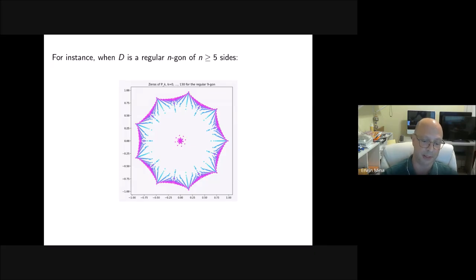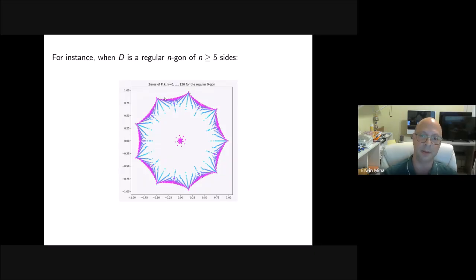So, for instance, if you take the case of the domain being a regular n-gon with n sides, n being greater than or equal to 5, so 5 or more sides, all of these sides are the same length. In this situation, all of these corners are going to be bad corners.